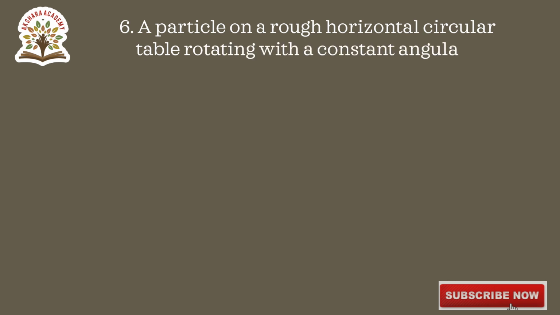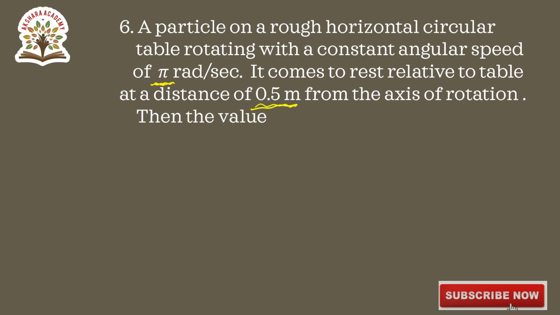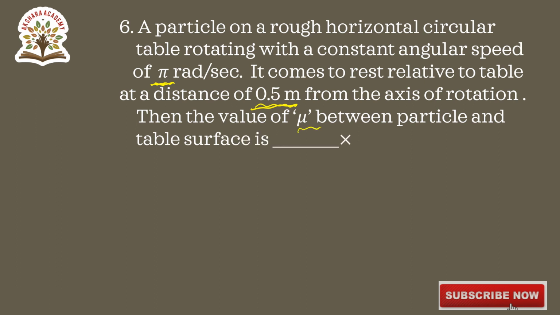Sixth one, a particle on a rough horizontal circular table rotating with a constant angular speed of pi radians per second comes to rest relative to table at a distance of 0.5 meters from the axis of rotation, then value of mu between particle and table surface is, you have to calculate. What do you have to calculate? Mu. Value of mu between particle and table surface.